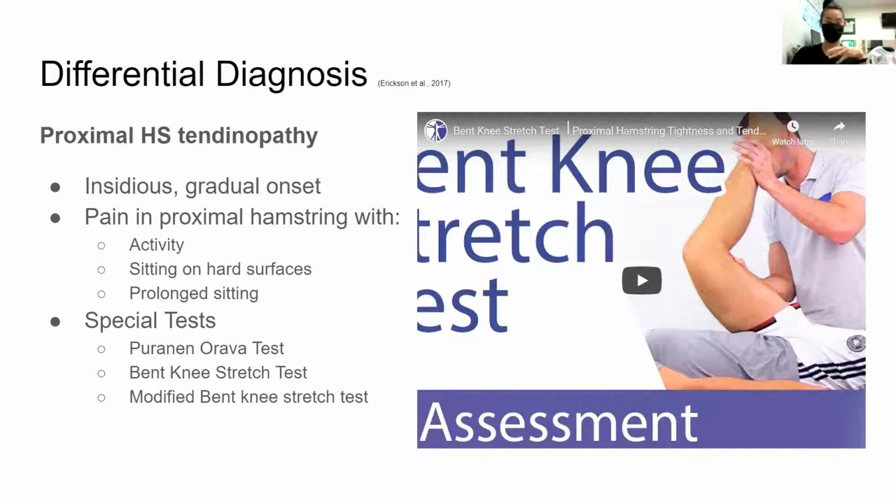And there are some special tests to tease out whether it's more of a tendinopathy versus just a hamstring strain. I attached a video here for reference for the bent knee stretch test. Basically, with that test, the patient is lying supine and you're taking them to full hip flexion, and then you're slowly extending the knee, looking for symptom reproduction at the ischial tuberosity.